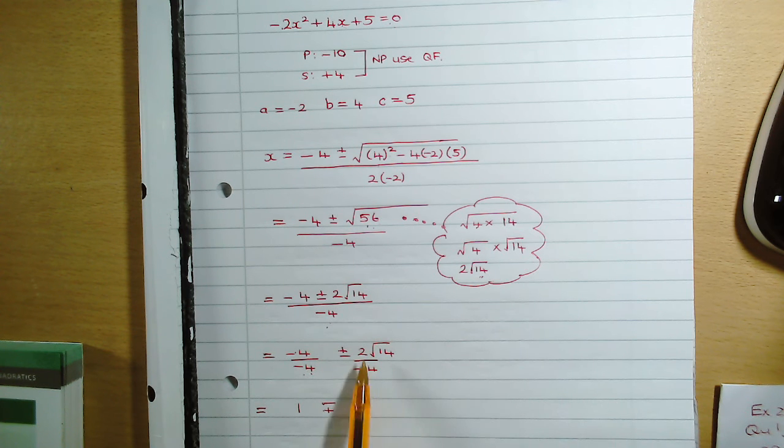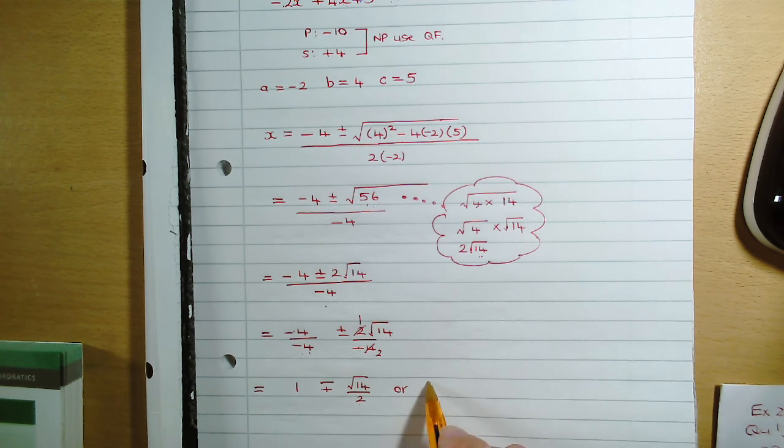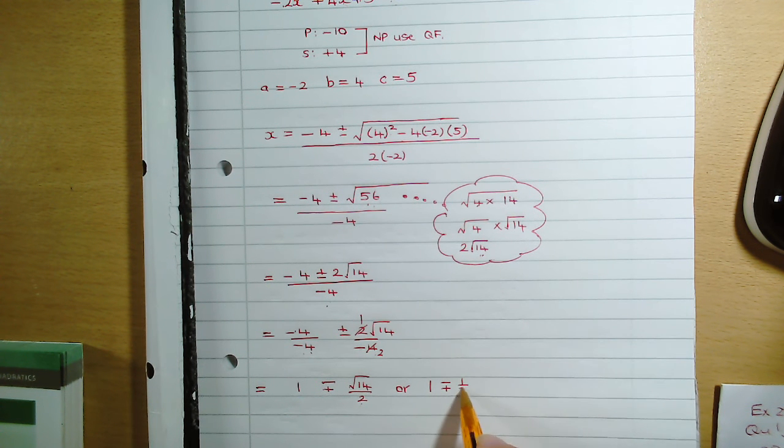And then the 2 and the 4 cancel. 2 goes into itself once, goes into 4 twice. So we've got root 14 over 2. So you can leave it like that, or dividing by 2 is the same as multiplying by a half. You can write it as 1 minus or plus a half root 14. So either of those two would be acceptable. So you have two separate answers. There's one set of two separate answers, or alternatively there's your other set of two separate answers.